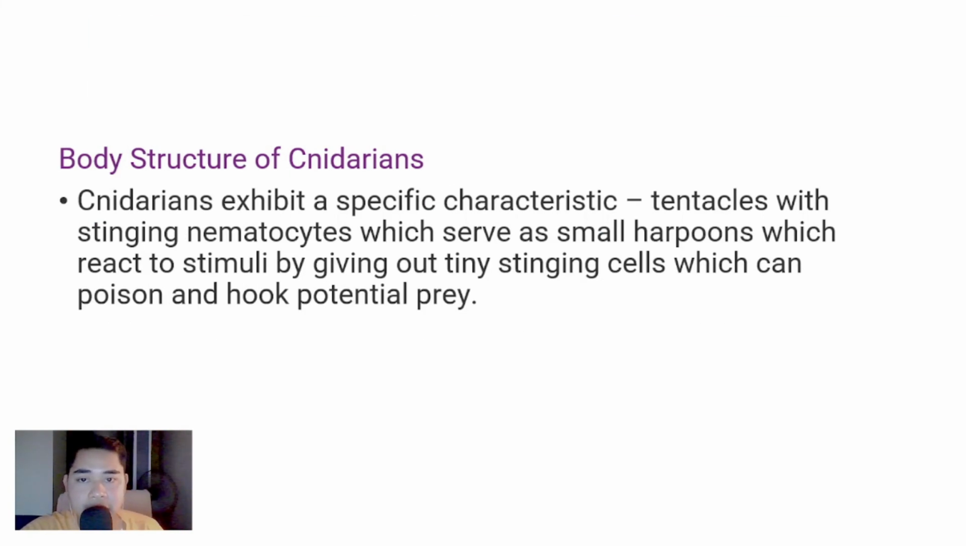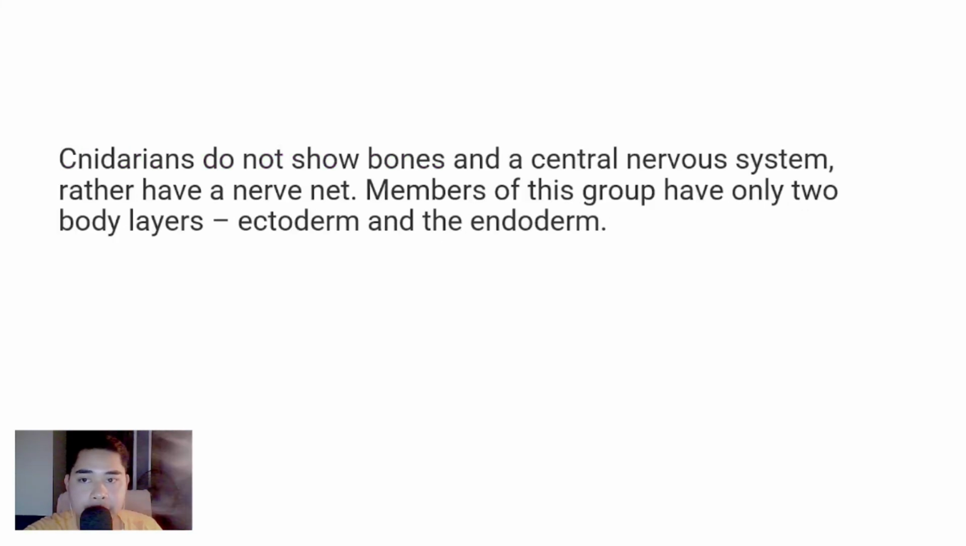So the body structure of Cnidarians. Cnidarians exhibit a specific characteristic. They have tentacles with stinging nematocysts, which serve as small harpoons which react to stimuli by giving out tiny stinging cells which can poison and hook potential prey. So that is one of their ways of getting their food. They would be attached to a specific animal, and then once that creature dies, they could devour it, and it would serve as their food, where they could get their nutrition from.